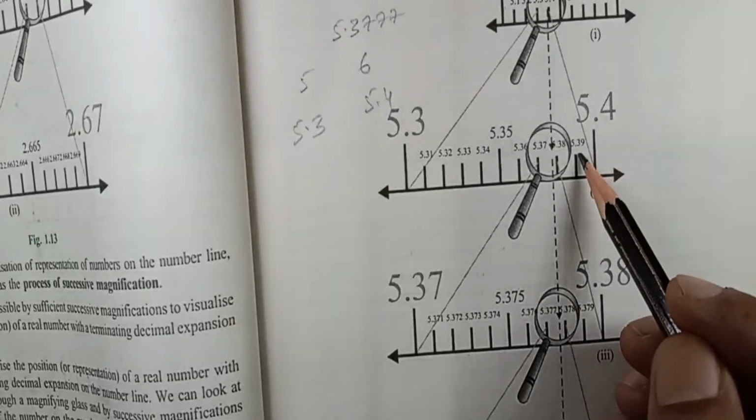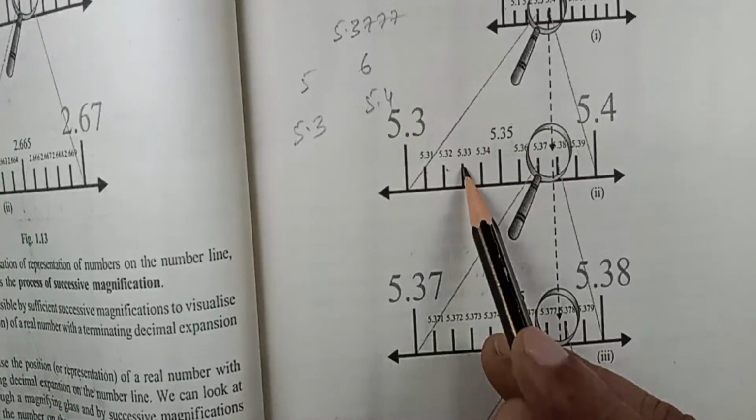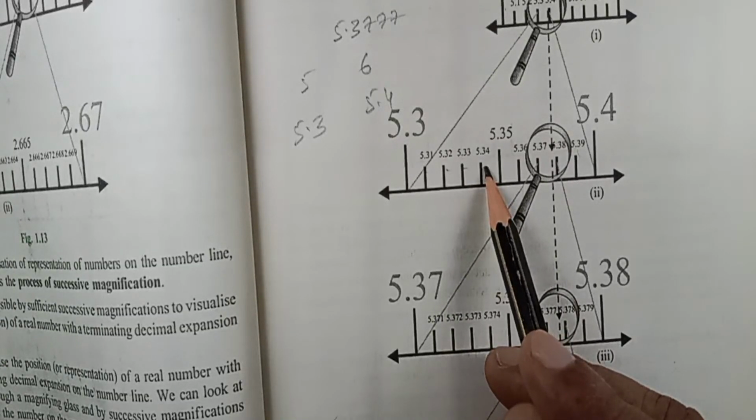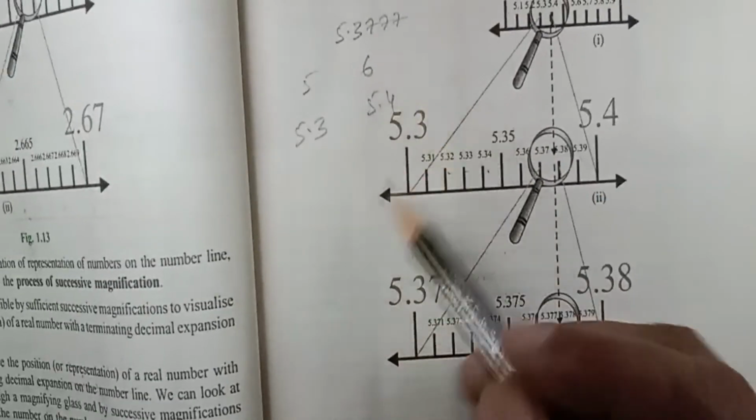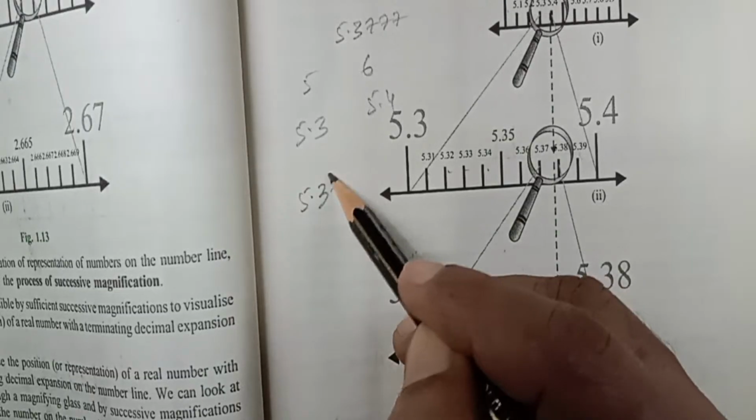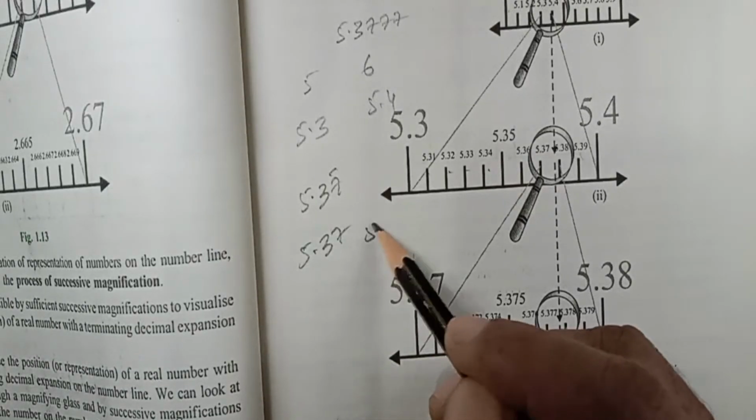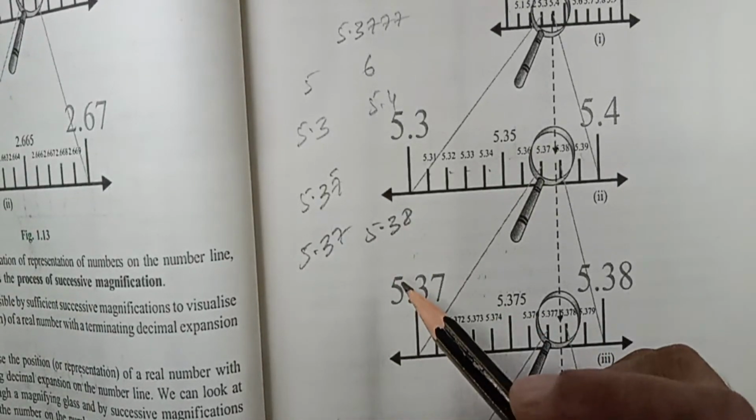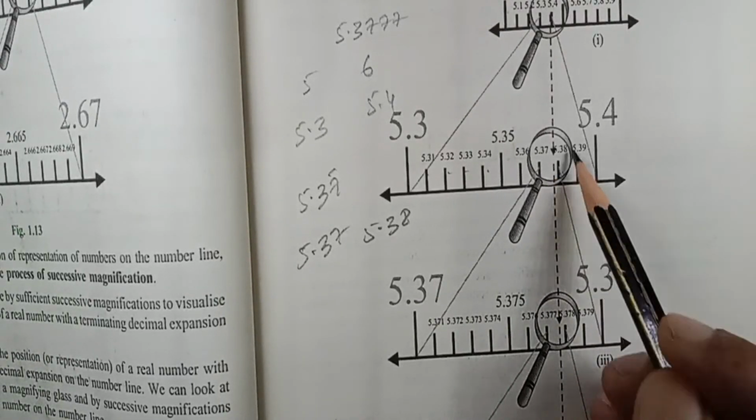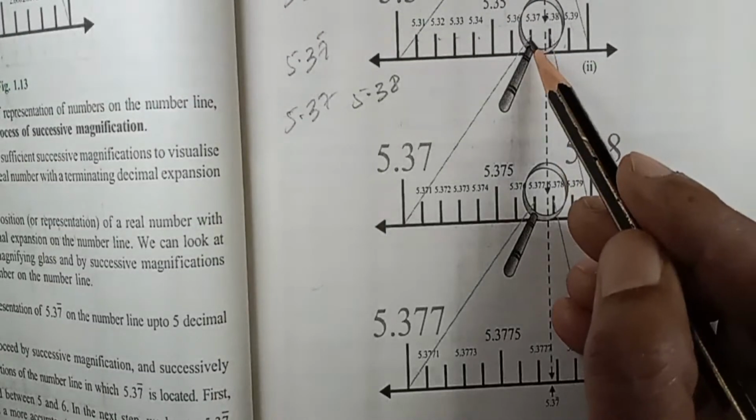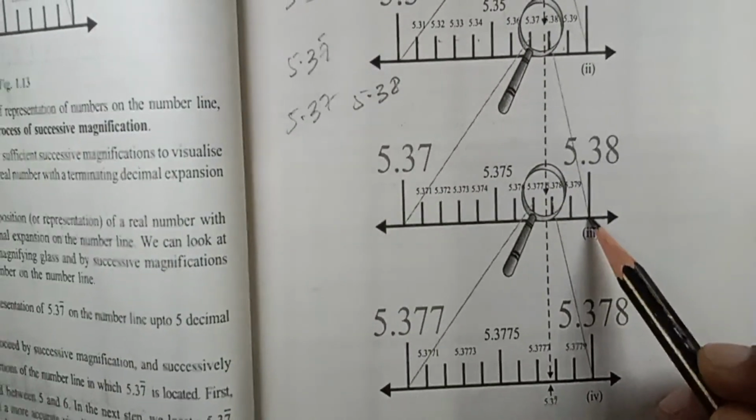Okay, now 5.3, 5.31, 5.32, 5.33, 5.34. This will be 5.35 like that. But this particular number 5.37 belongs to what? 5.37 and 5.38. Okay, so again you have to magnify it. 5.37, 5.38. Okay, this is the old book.